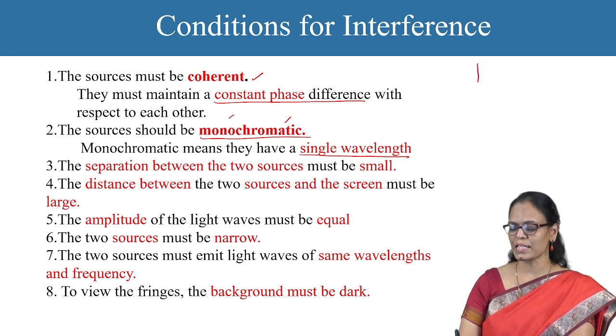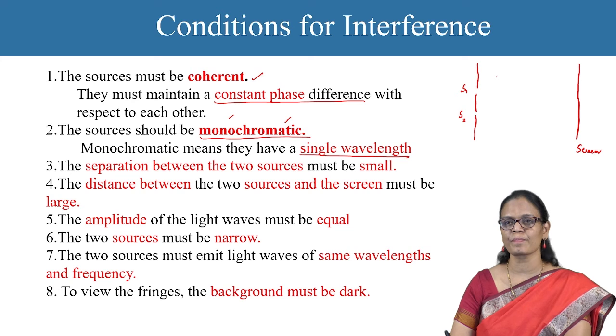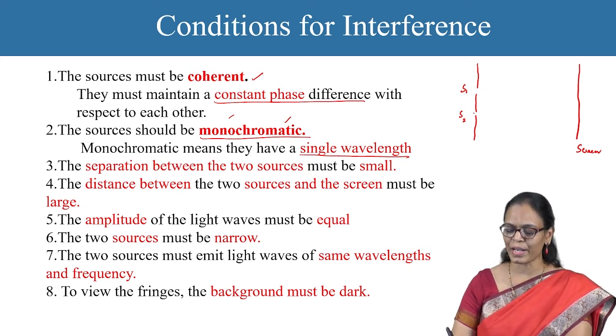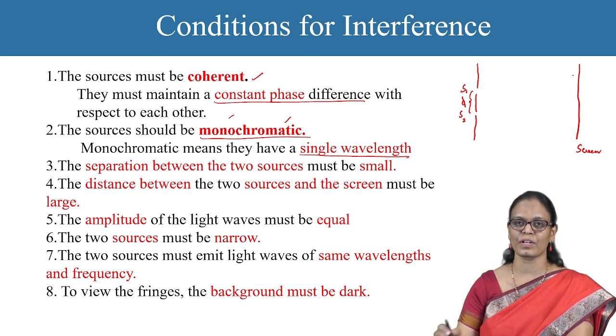So we are going to see the setup like this. This is the source S1. This is the source S2. And you have a screen. So these two sources S1 and S2 must be coherent. And they should always emit light of a single wavelength. And the separation between these two sources, which we call small d, should be very small. They should be very near. Only then, when they arrive at a point, will you have a constant phase difference.